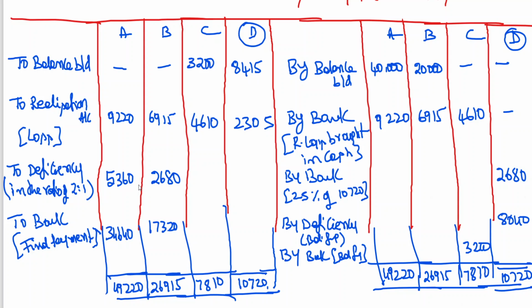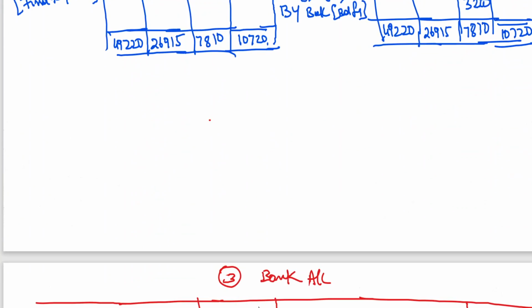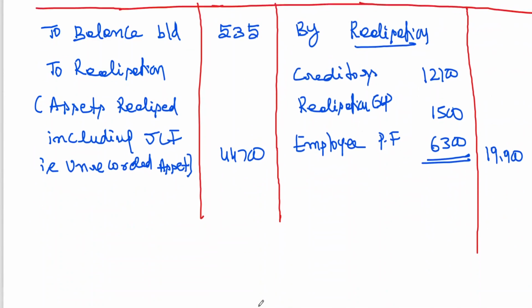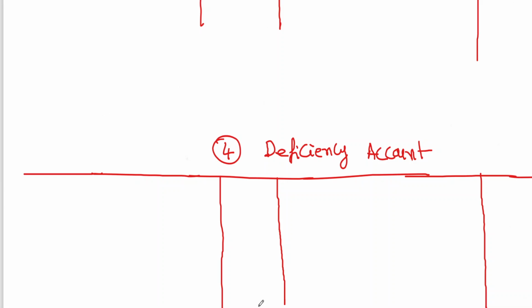Okay. Now this has been completed. Now we need to cross check whether our posting of everything is correct or not. Before that, since I have opened the deficiency account, let me tell you about the deficiency account and the partners' capital accounts.